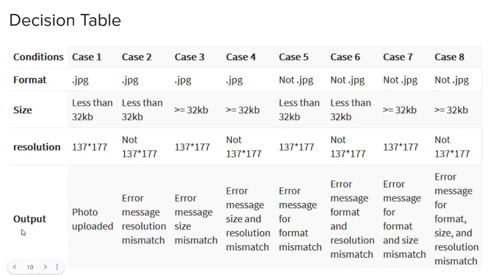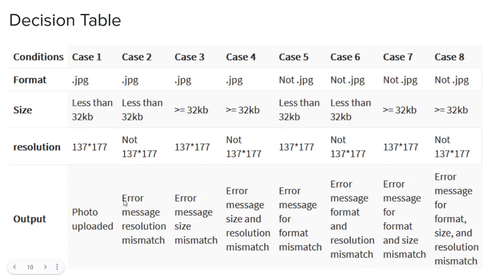So what is the respective output or action we can say? Photo will be uploaded. This is the positive test case, for all the positive, valid values. So photo will be uploaded. Next combination where format is .jpg, file size is also less than 32 KB. So these two are valid conditions. But the third condition is the resolution is not 137 into 177 pixels. So this is again not a correct combination because it is not matching all the three conditions.